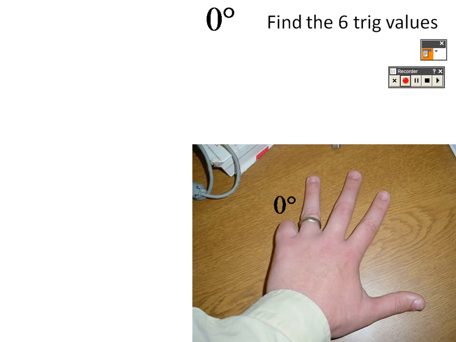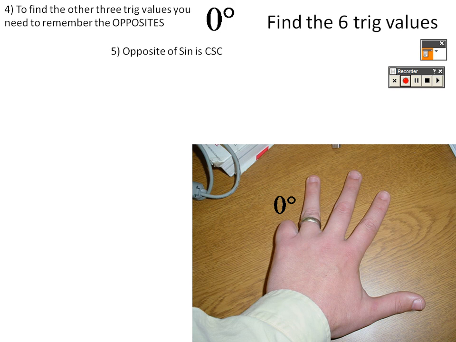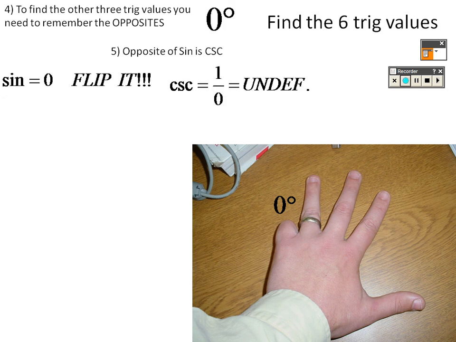So to find the other trig values, just the opposite. The opposite of sine is cosecant. So the opposite of 0 would be 1 over 0. But 1 over 0 is undefined. So there is no answer is what we're saying. You can't have the cosecant for 0.